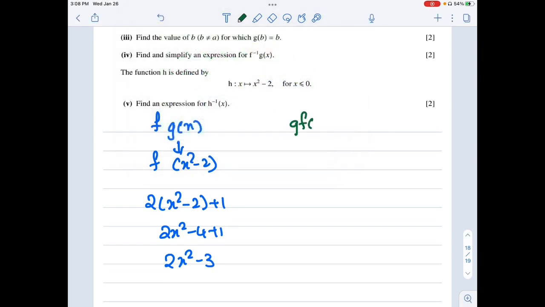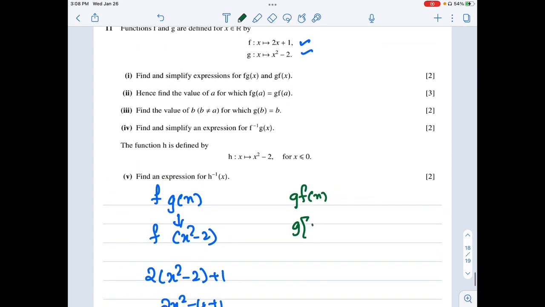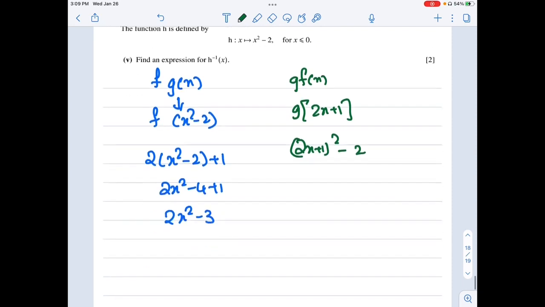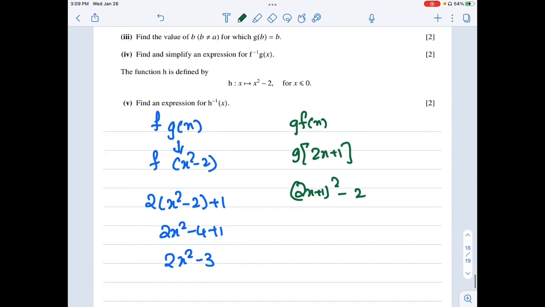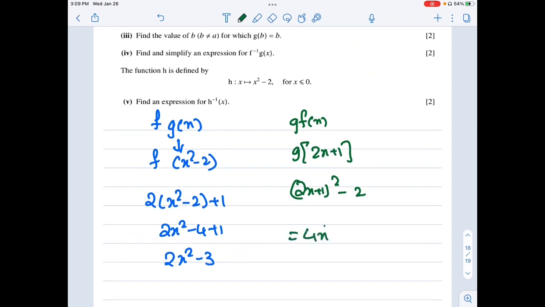Now g(f(x)). What is f(x)? f(x) is 2x + 1. Now substitute this 2x + 1 in function g: (2x + 1)² − 2. This is g(f(x)). We can expand: 4x² + 4x + 1 − 2. So it becomes 4x² + 4x − 1.